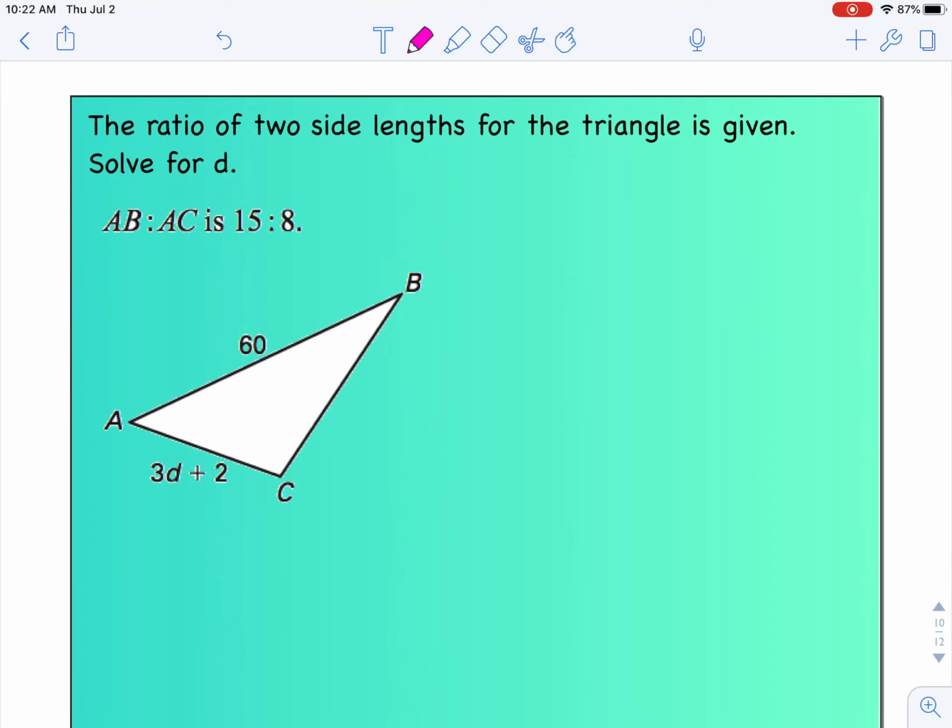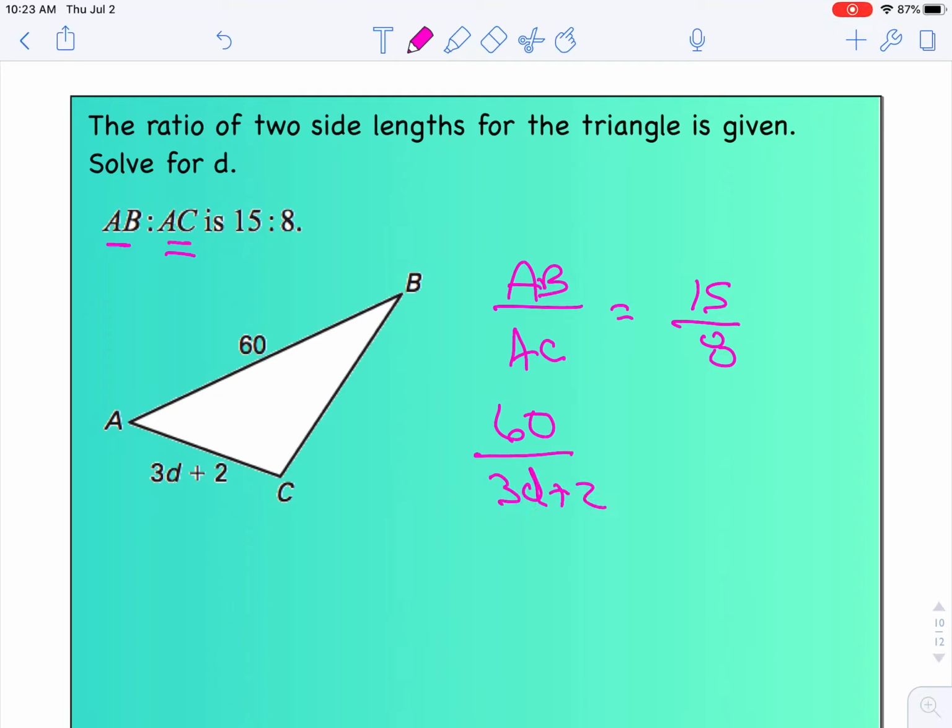All right, we've got a couple more examples here to go through, and then we'll be done. So it says the ratio of two side lengths of the triangle is given. So it gives you that AB to AC is 15 to 8. So all I do is take AB over AC and then set that equal to 15 to 8. Well, what is AB? 60. What is AC? 3D plus 2. And I set that equal to 15 over 8.